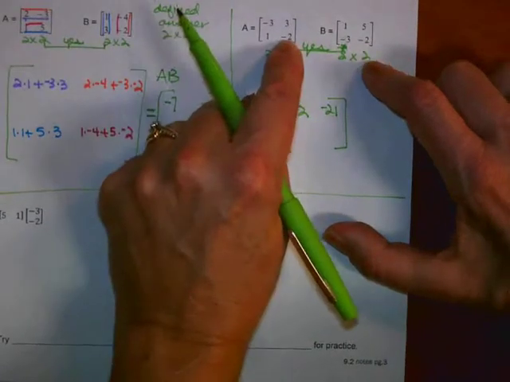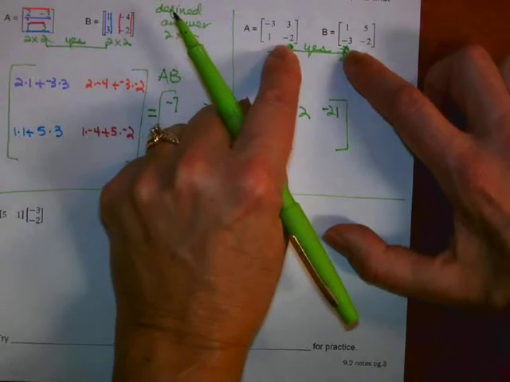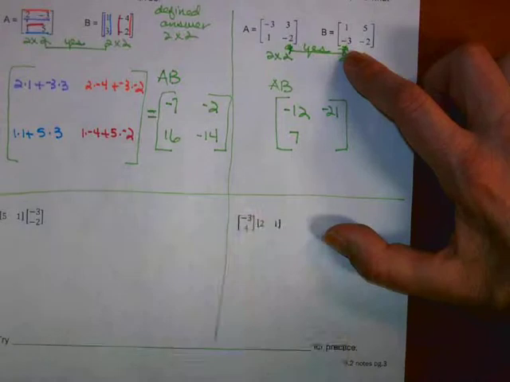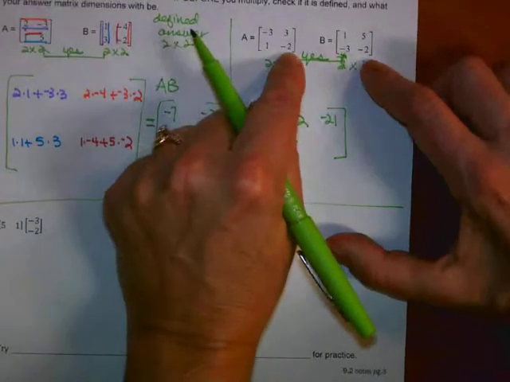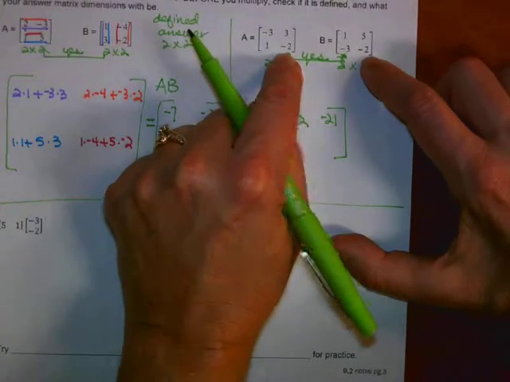So now I'm going to do the bottom row by the first column. 1 times 1, 1 plus 6, 7. And then bottom row times the second column. 1 times 5 is 5, plus 4.